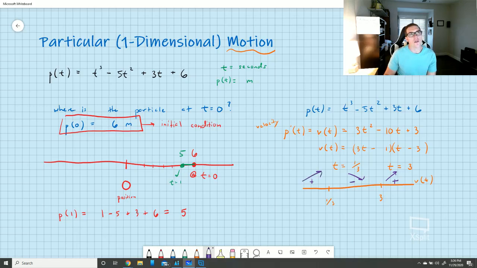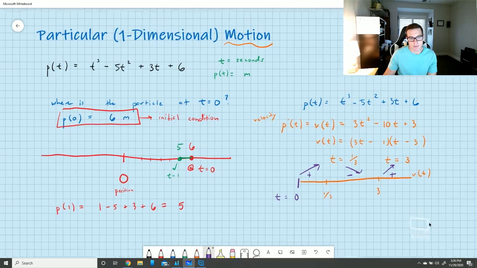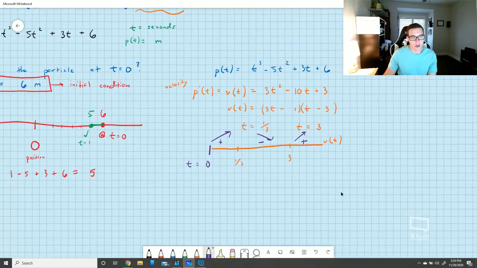Okay. One more thing, when we're dealing with motion, typically time starts at 0. So t equals 0 is when you can start your number line. We don't really deal with negative time too much. We usually have time start at 0. All right, let's continue along.